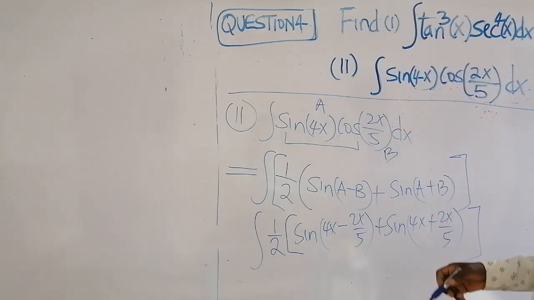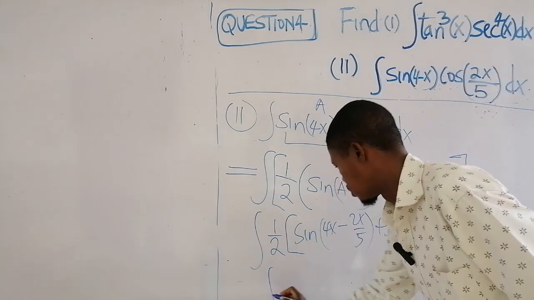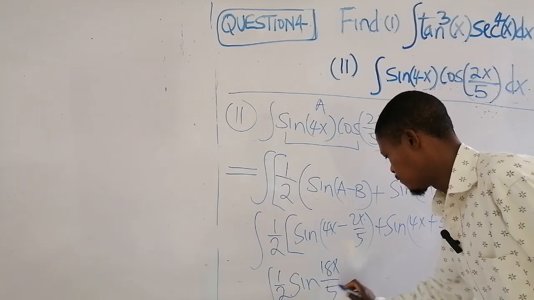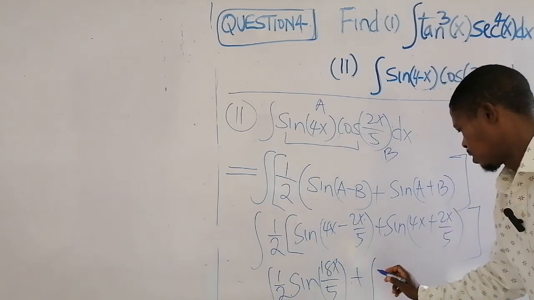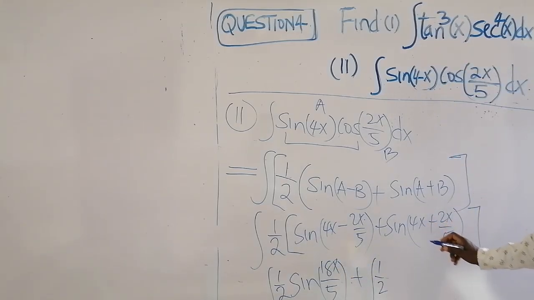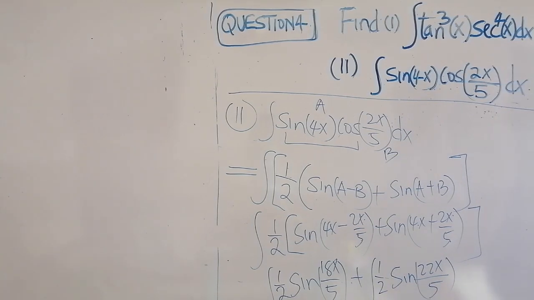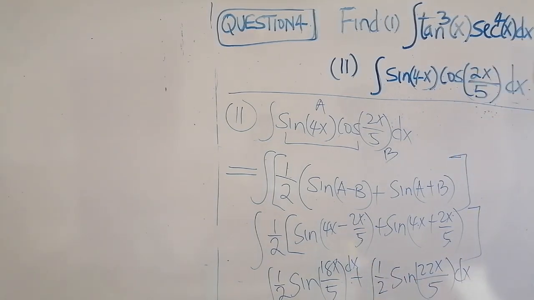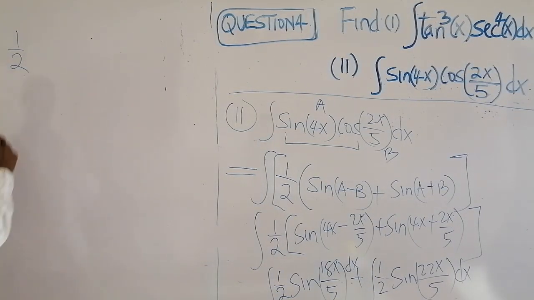And don't forget, the integral of a sum of functions will be the integral of each of those functions. I can open the bracket now. So I'm having the integral of 1 over 2 sine of 18x over 5, then plus the integral of, don't forget the half also, half sine of 22x over 5, dx. This is also dx. So let's get the final conclusion. You can bring this half outside the integral. You can take that half out.